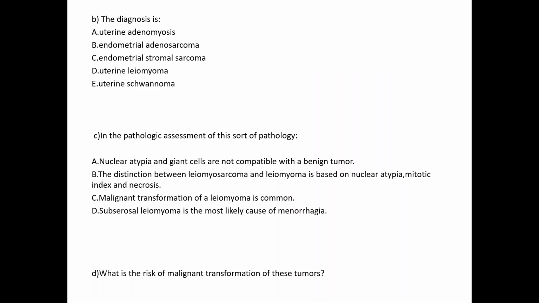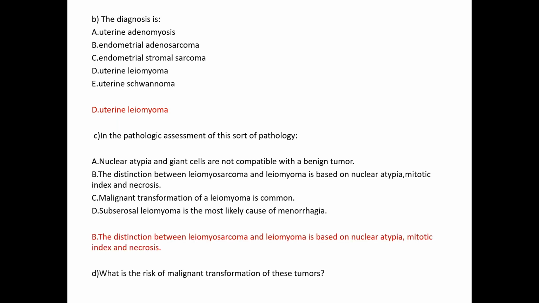The diagnosis is uterine leiomyoma. In the pathologic assessment of this sort of pathology, nuclear atypia and giant cells are not compatible with a benign tumor. The distinction between leiomyosarcoma and leiomyoma is based on nuclear atypia, mitotic index, and necrosis. Malignant transformation of leiomyoma is common. Subserosal leiomyoma is the most likely cause of menorrhagia. Select the best answer. What is the risk of malignant transformation of these tumors? So we were discussing leiomyoma and sarcoma. These are the important points we want the students to know.